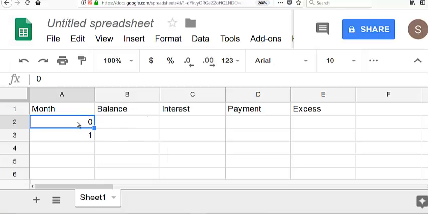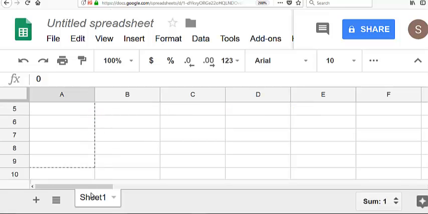So we need 60 months. That was the one I couldn't remember. So I just write 0 and 1. I just drag it down to probably cell 61. If I get too many, there's 62. Okay, so that worked out good.